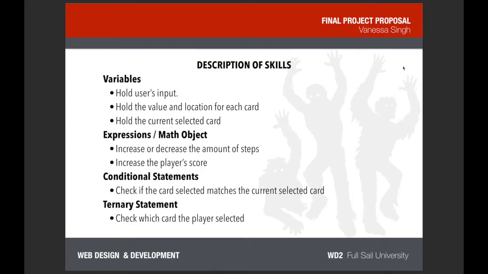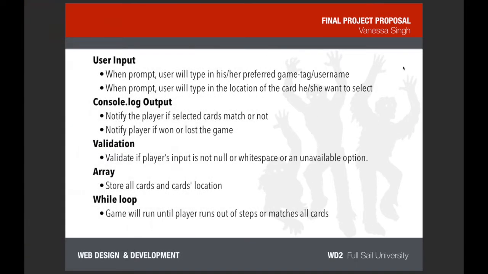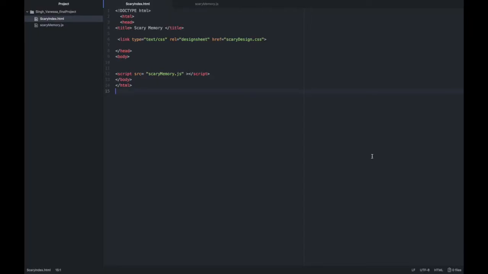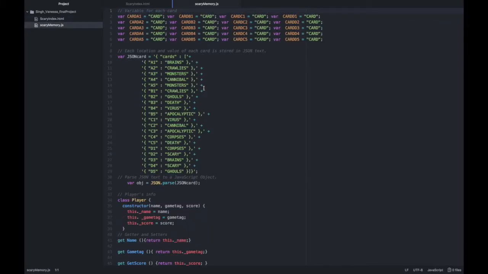And here I talk about the descriptions of the skills required to make this project, though at the end I still made a little bit of changes to what is said here in the proposal. Now I'm going to show you the code, starting here with the HTML, where it's calling in the script for the JavaScript file, which is this one right here.